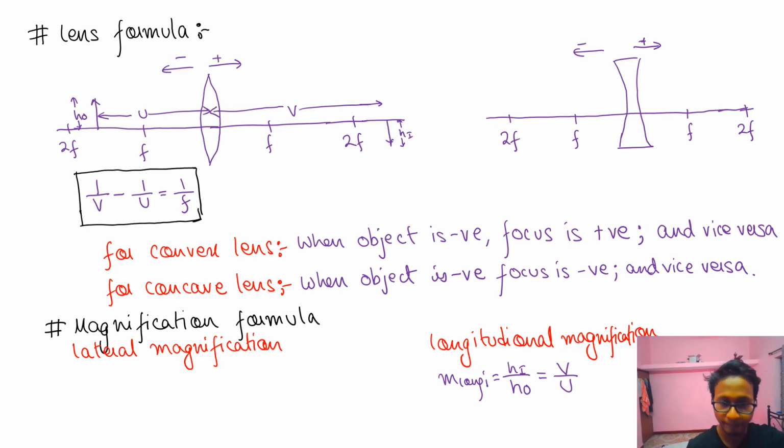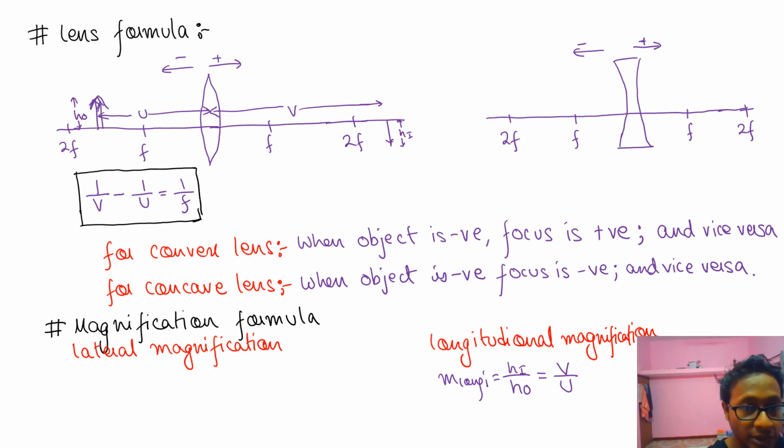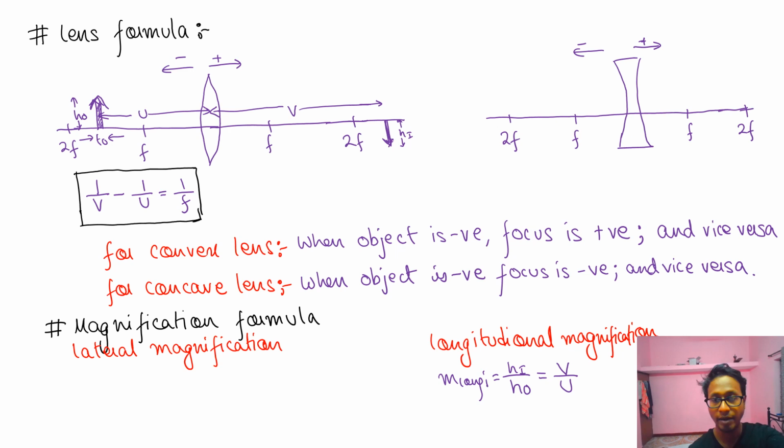Now what is longitudinal magnification? Suppose this object was a little bit thicker, so the image will also be a little bit thicker. Say I'm giving the thickness of the object as TO, and out here the thickness of the image as TI.